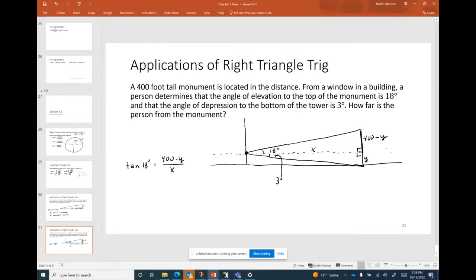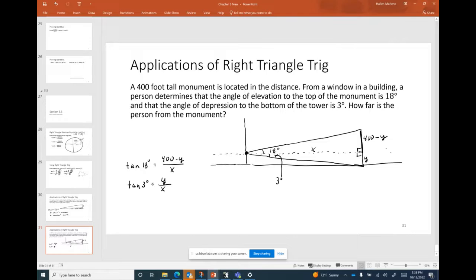Now I can write a second equation for the lower triangle. The tangent of 3 degrees is equal to opposite over adjacent, so that would just be y over x. So I have two equations. I can't solve either one of them by itself, but together I can make them a system of equations, and I can use one equation to solve the other one.